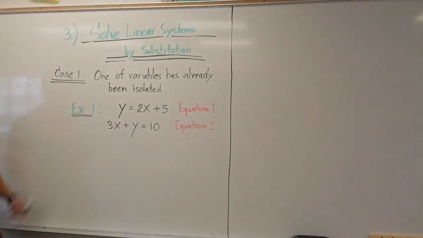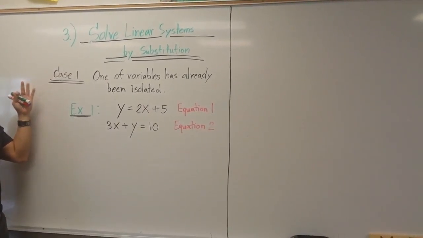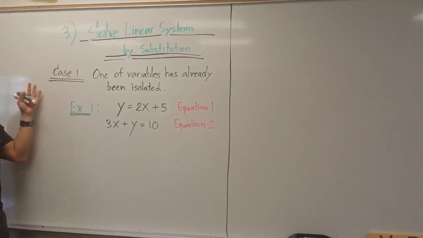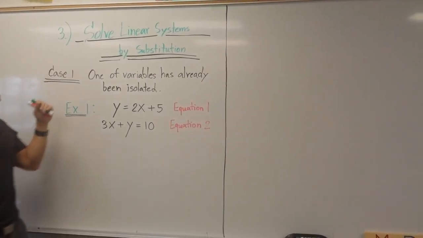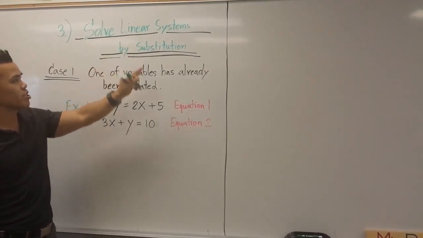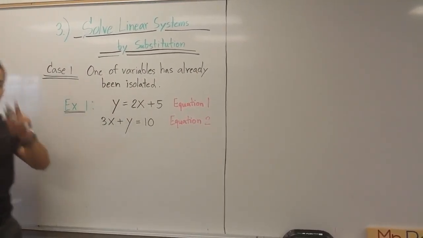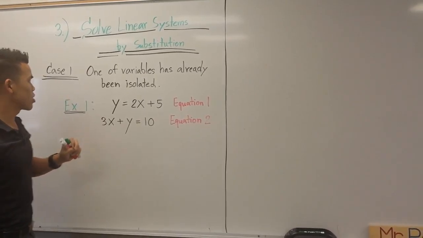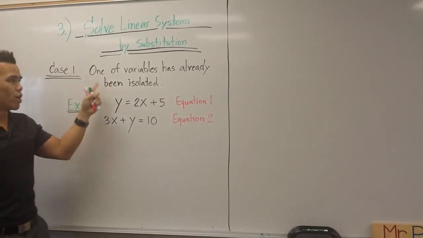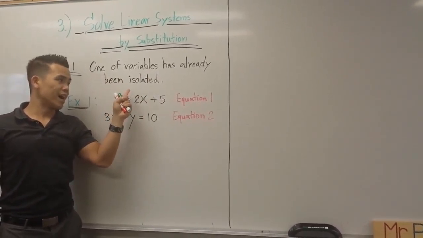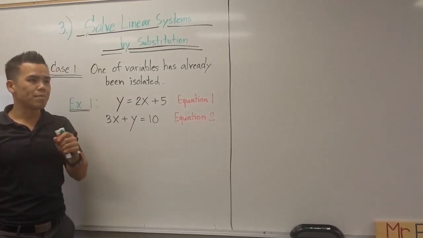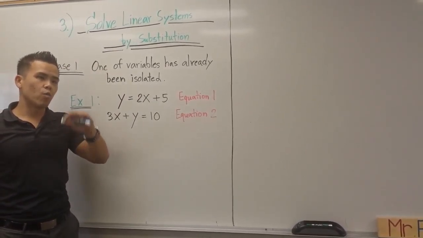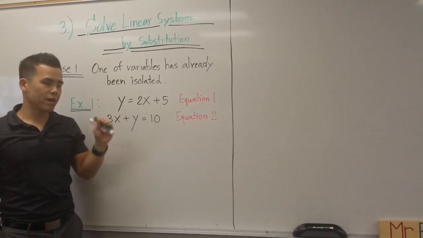Alright, ladies and gentlemen, this is the third part of our system of equations in this module. What I'm going to teach you today is how to solve a linear system by substitution. There are two cases in order to solve by substitution. Case number one: a variable has already been isolated. What does that mean? That means that x or y, one of them in that equation, is already by itself.